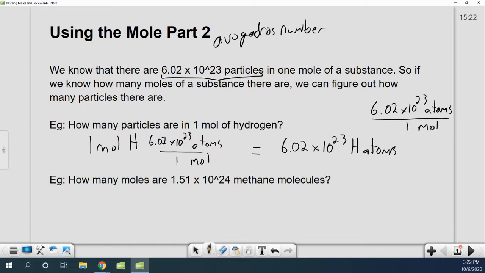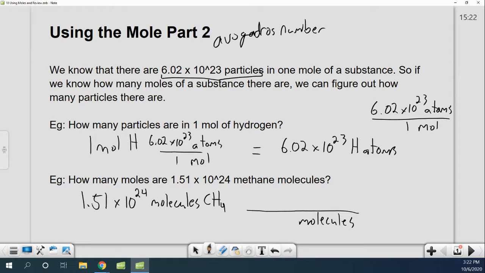How many moles do I have if I have 1.51 times 10 to the 24 molecules of methane? All right. So how can I use Avogadro? Well, I need to get rid of particles, right? So I need molecules on the bottom. And what am I changing into? Well, I need to get into moles. And what is my relationship between moles and molecules? 1 mole is 6.02 times 10 to the power 23 molecules.